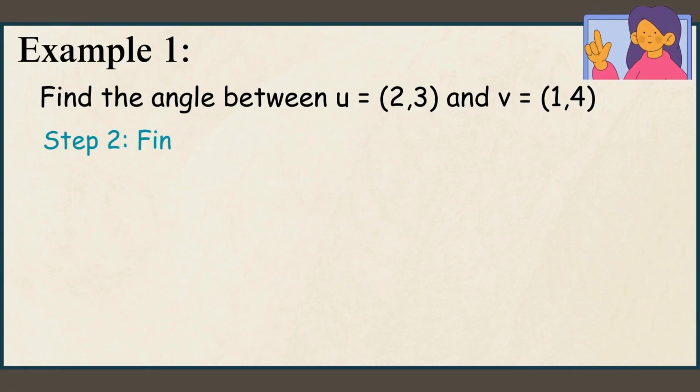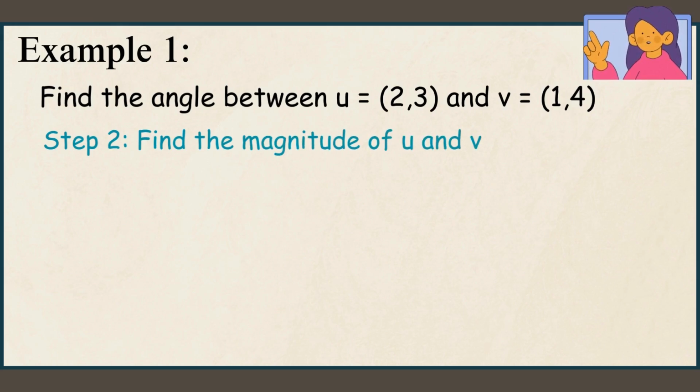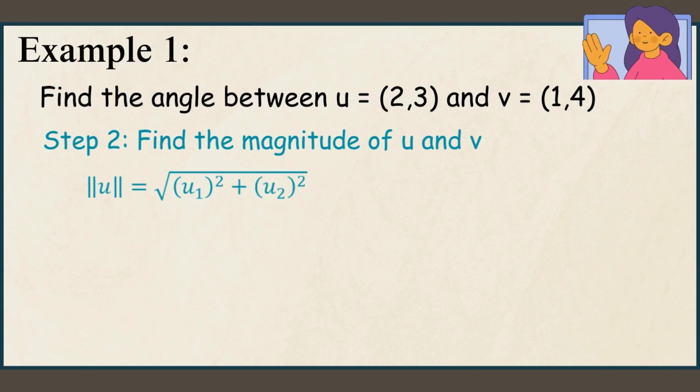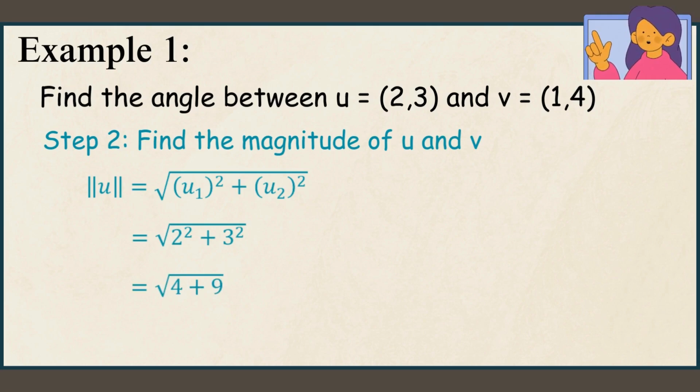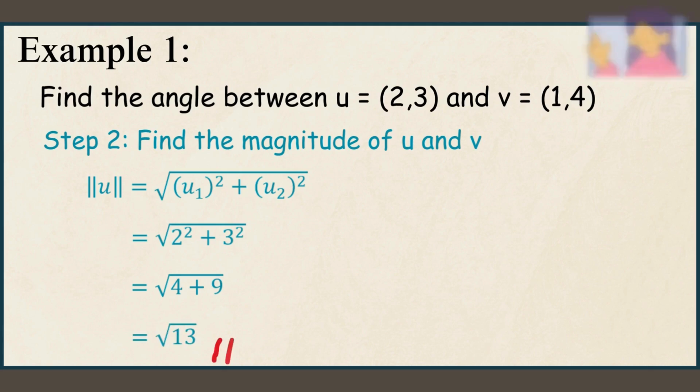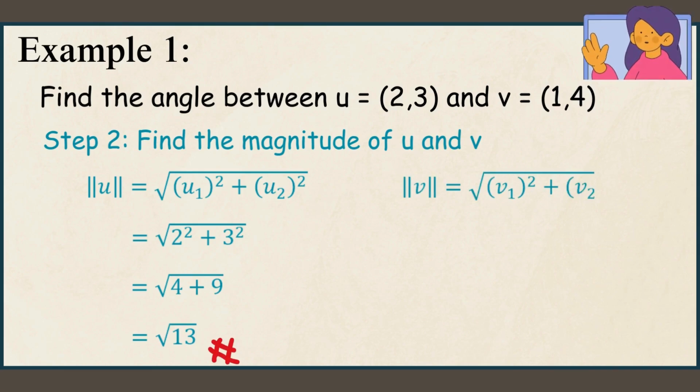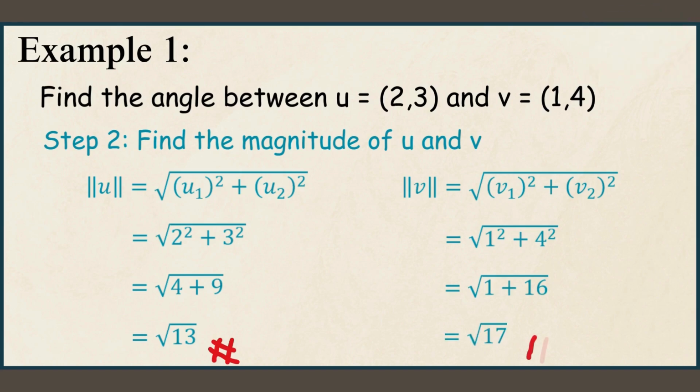Next, we have to find the magnitudes for u and v. The magnitude of u is 2 power of 2 plus 3 power of 2, and we square root it. Then we have square root 13. For magnitude v, we will also do the same thing, which is 1 power of 2 plus 4 power of 2 and square root it, which we will have square root 17.